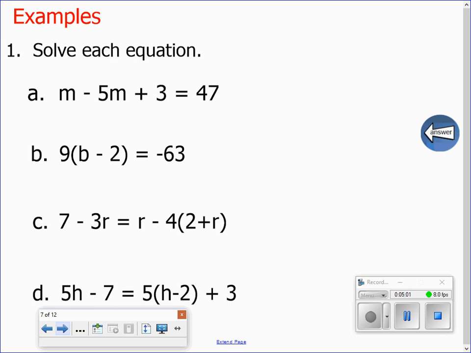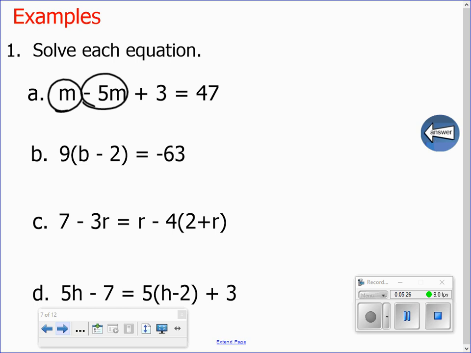So here we have our first example. We have m minus 5m plus 3 equals 47. Remember, our steps are to distribute, if necessary, combine like terms, and then we can start moving things around. We don't need to distribute on this one because there's no parentheses, but we do have like terms that we need to combine. It's this m and this 5m.